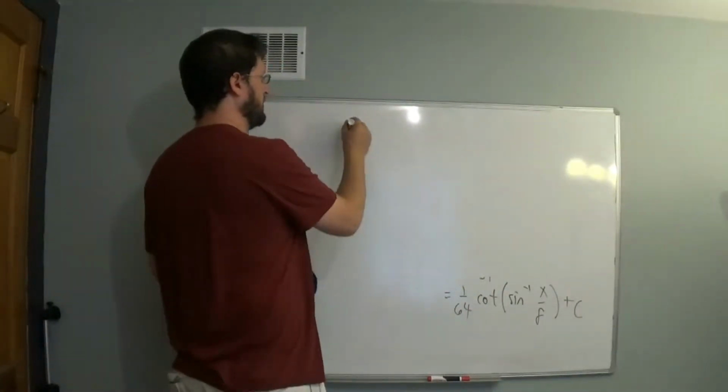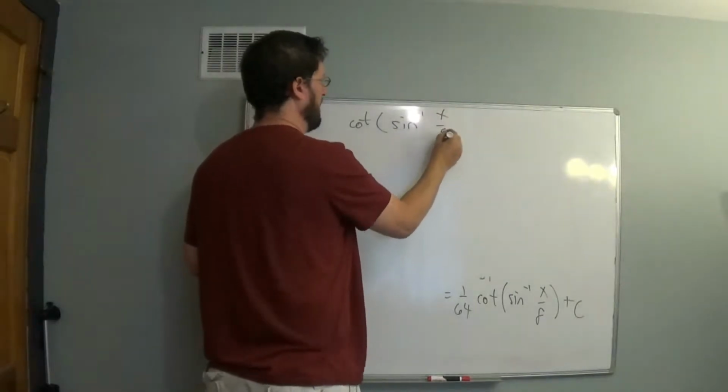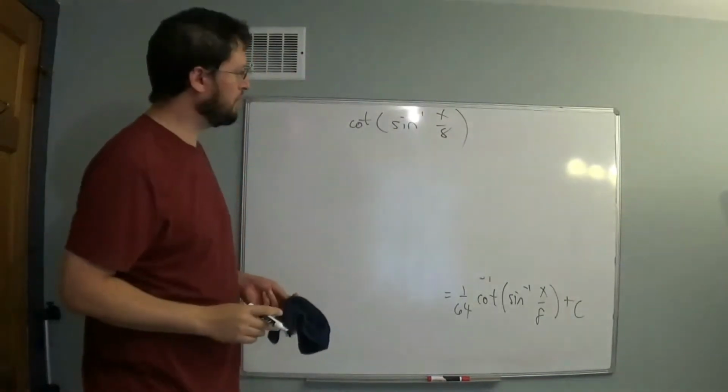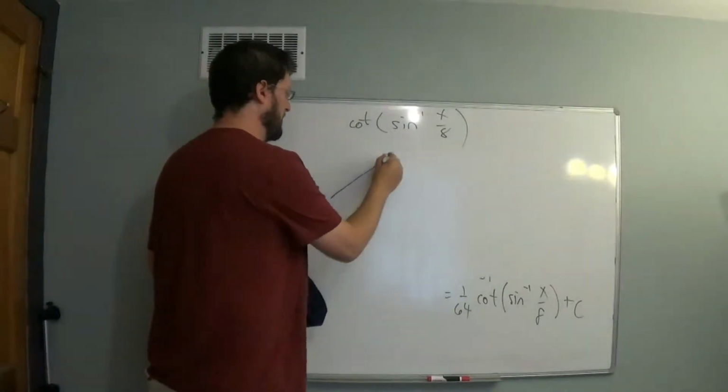Cotangent of sine inverse of x over 8. That's what we're looking for. Okay, so here's what we're going to do. We're going to make a right triangle.